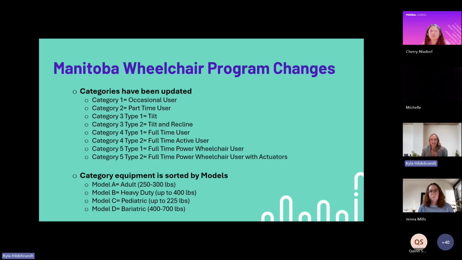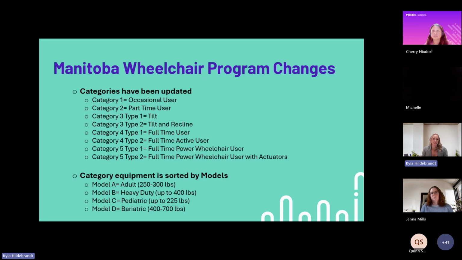So if you weren't able to attend last week, the application categories have changed slightly. So we have a category 1 and 2 that have not changed. The category 3 is now a type 1, that's just the tilt, and a type 2, that's tilt and recline. Category 4, type 1, we're reviewing today, and it's a full-time user. And the category 4, type 2 will be reviewed next week. Category 5 is also split into 2 types. One is power alone, and the other is power with actuators.